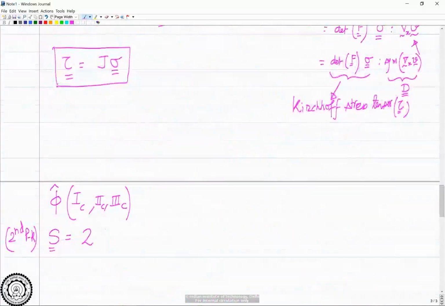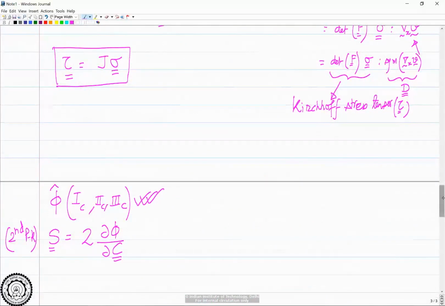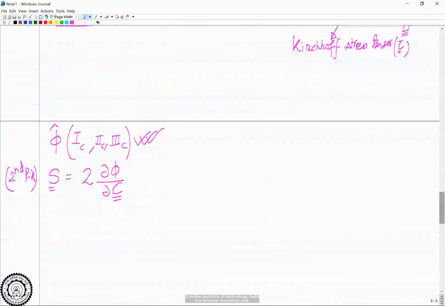So S is equal to twice of del phi by del C. And why I'm doing it in terms of the derivative with respect to C? Because you see what we have here, the invariants are of C. Therefore, it is easier to take the derivative with respect to C, whereas S is the derivative with respect to the Green-Lagrange strain tensor.